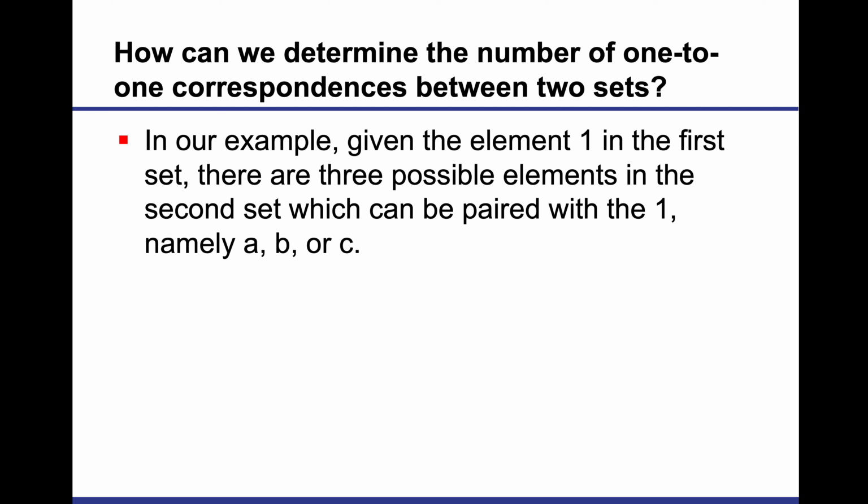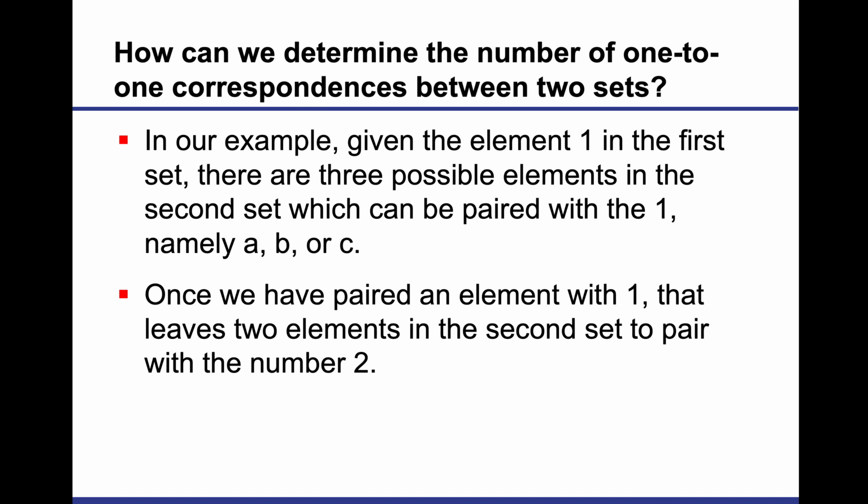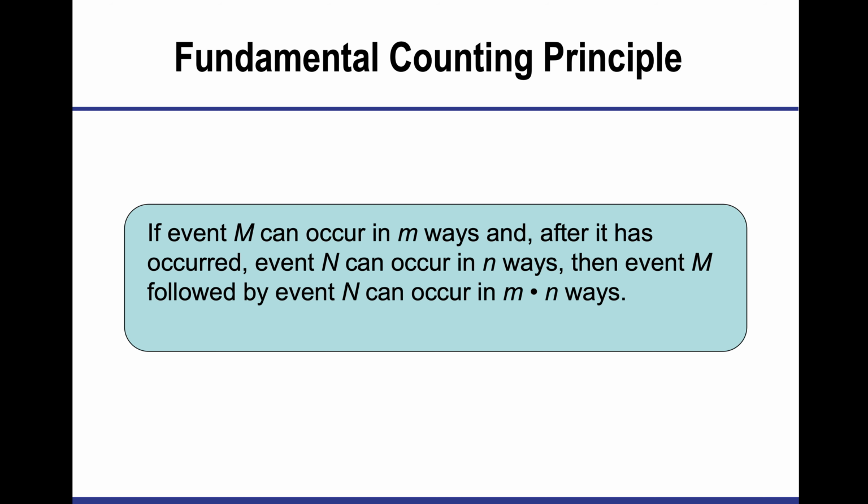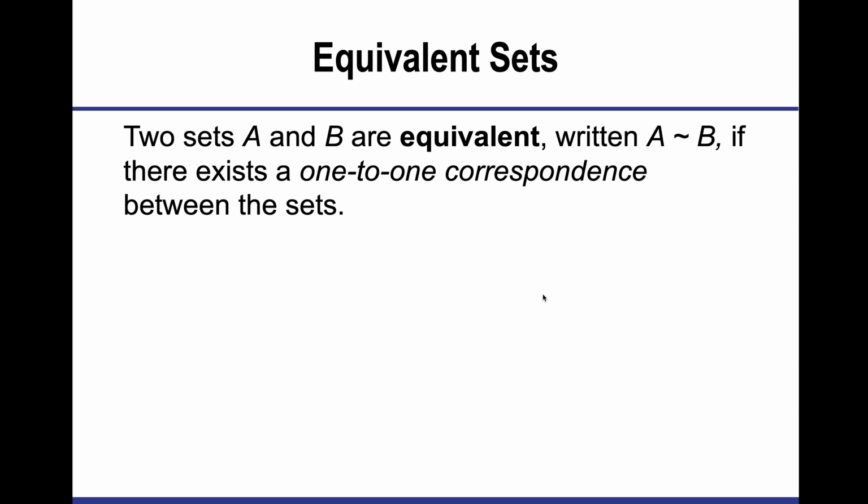If I want to know the exact number there, we can be sure that given one element, we'll have another element that would be A, B, or C. So a number is going to be matched to a letter. Once we've paired an element, that leaves 2 additional elements for the second set to pair with the number 2. And then there's only one left for the number 3. So the way that I can figure out the number of ways is by doing m times n.